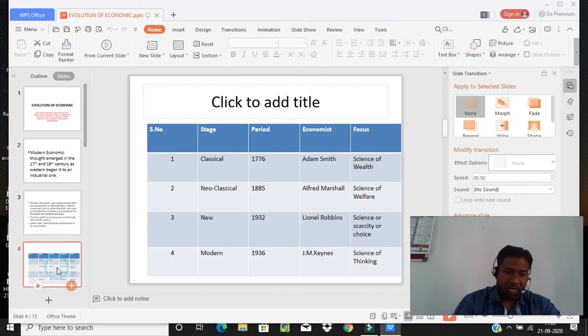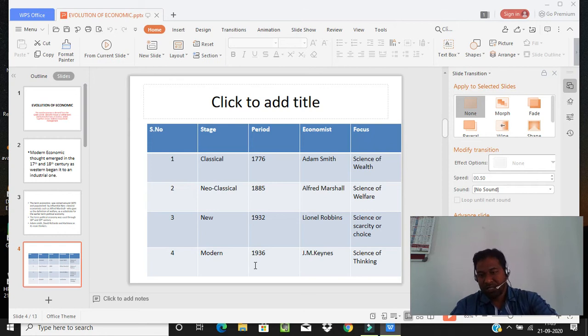Now, here are the stages. The evolution has taken place in four stages. First, the classical stage. Second, the neoclassical stage. Third, the new stage, and the last one is the modern stage. The classical stage started from 1776 AD, the neoclassical stage started in 1885, the new stage was in 1932, and the modern stage was in 1935.